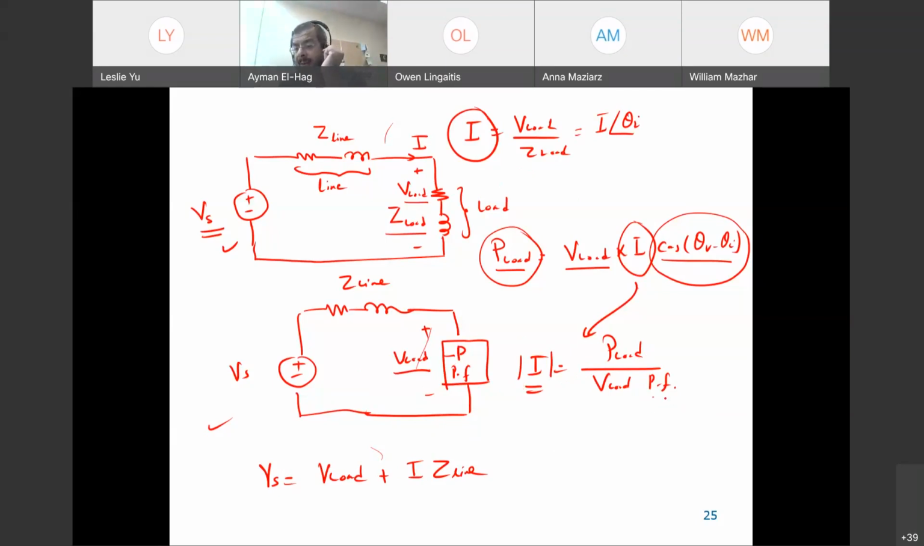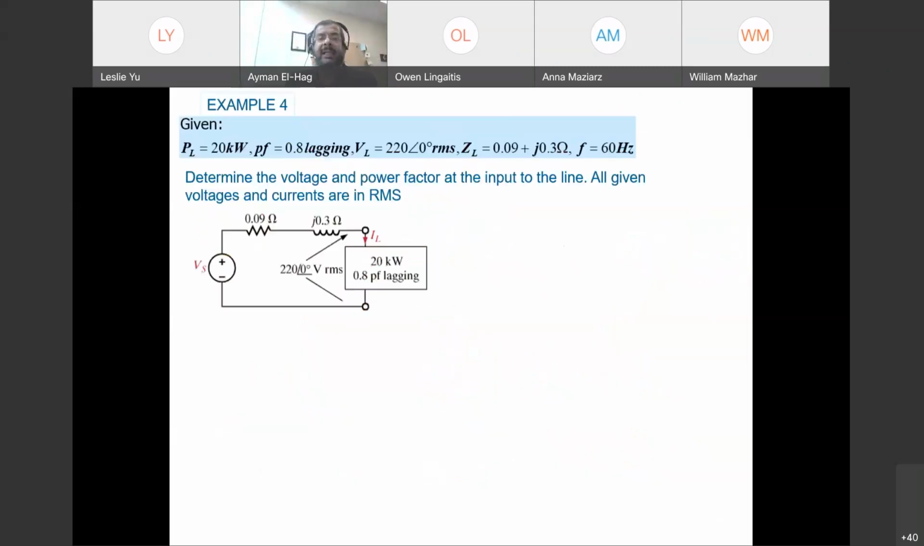How to get the angle? From the power factor. Remember, the power factor given to you is cosine of theta V minus theta I. If you take the cosine inverse of it, it will give you theta V minus theta I. And theta V is given to us, so then you can find your theta I. So in both cases, you have to find the current as a magnitude and as an angle, and then your problem is solved. Let's see an example. This is a very typical exam problem.